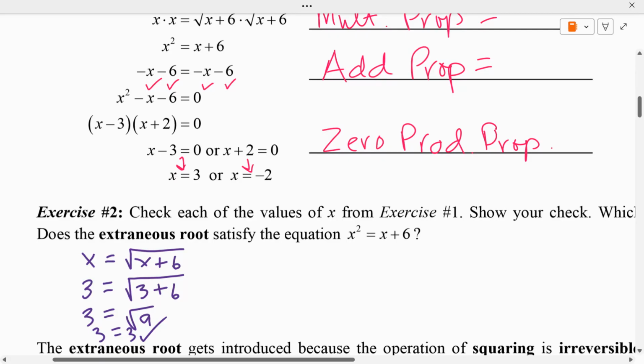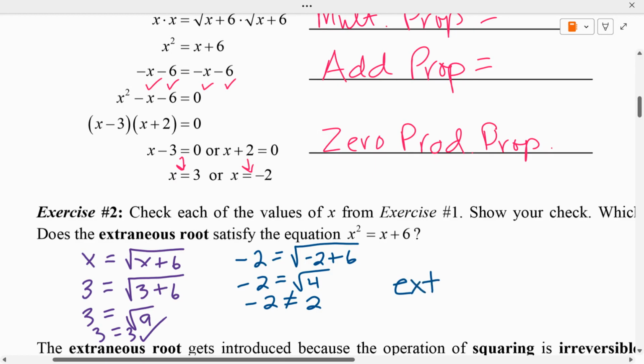Now let's check x equals negative 2. So negative 2 equals the square root of negative 2 plus 6. Negative 2 plus 6 is 4, and the square root of 4 is 2. Negative 2 does not equal 2. So this solution, this root, is extraneous.